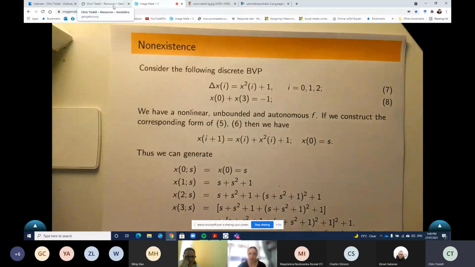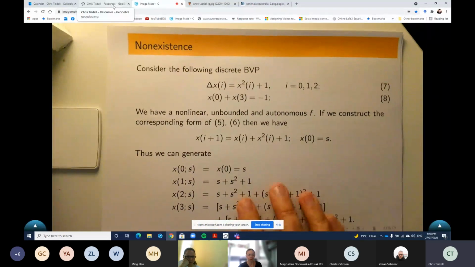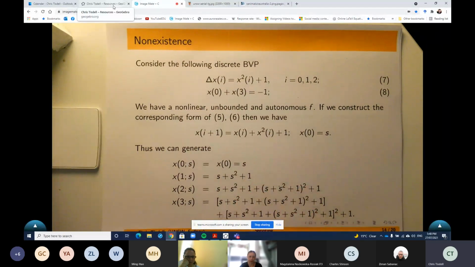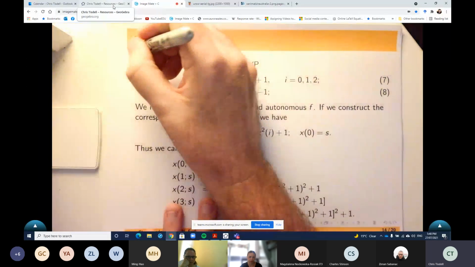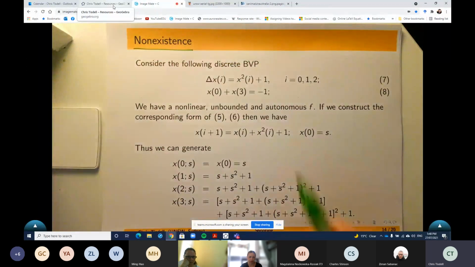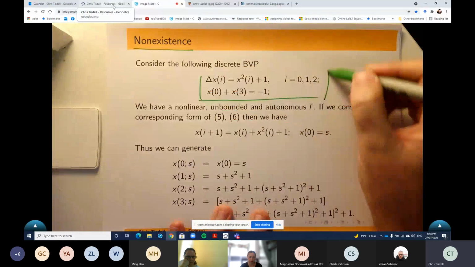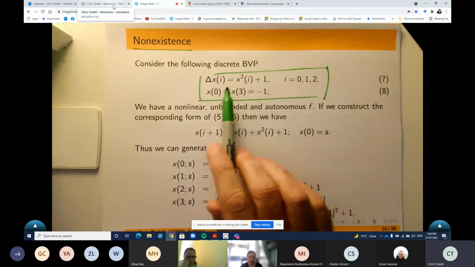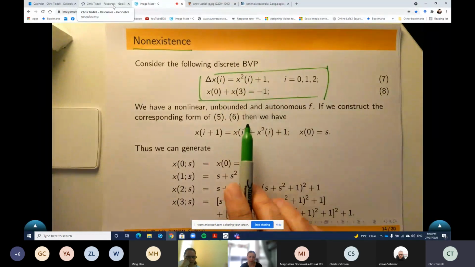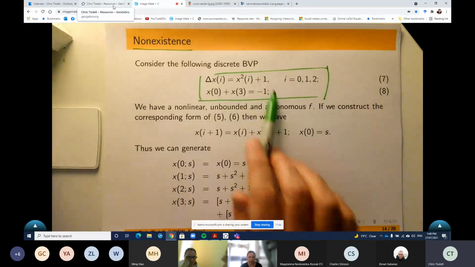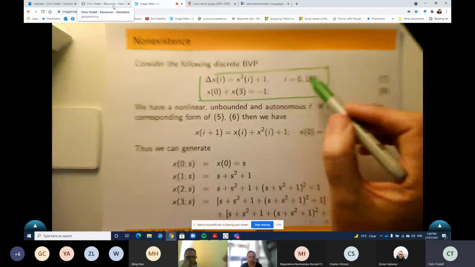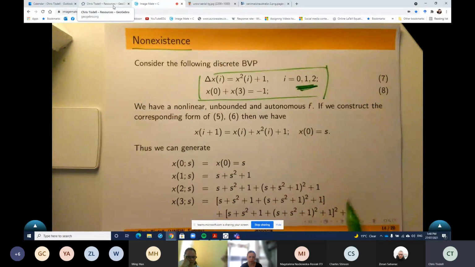Okay, so let me give you some examples, because most people learn from examples, and I'll discuss 2 or 3 examples with you, and then I'll open the floor up for questions. So let's talk about non-existence, when no solutions exist. So here we've got a nonlinear problem. It's autonomous. You've got some linear boundary conditions, and I'm just making the interval really, really small, just to make it as simple as possible.